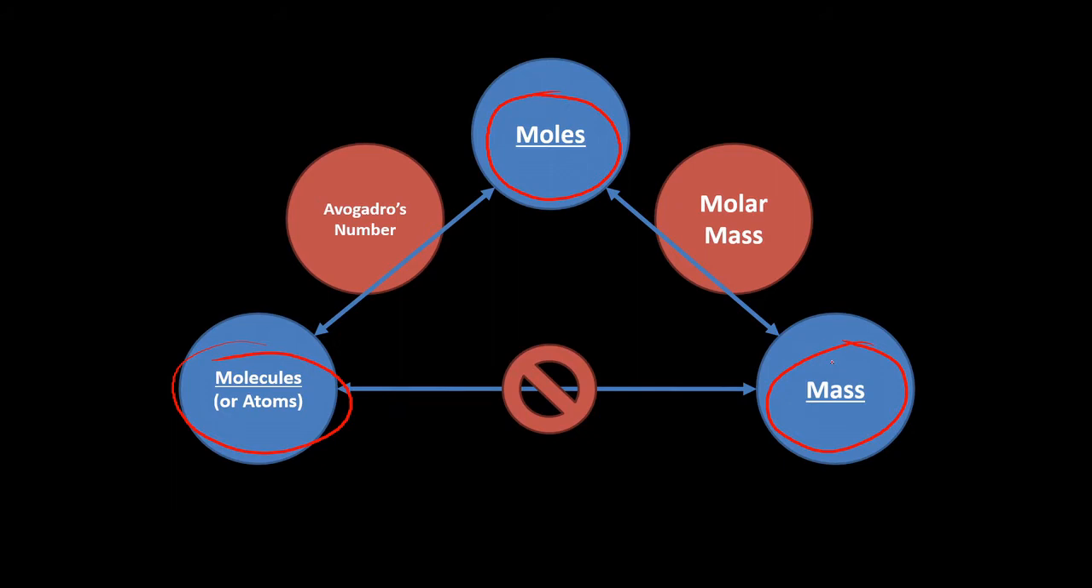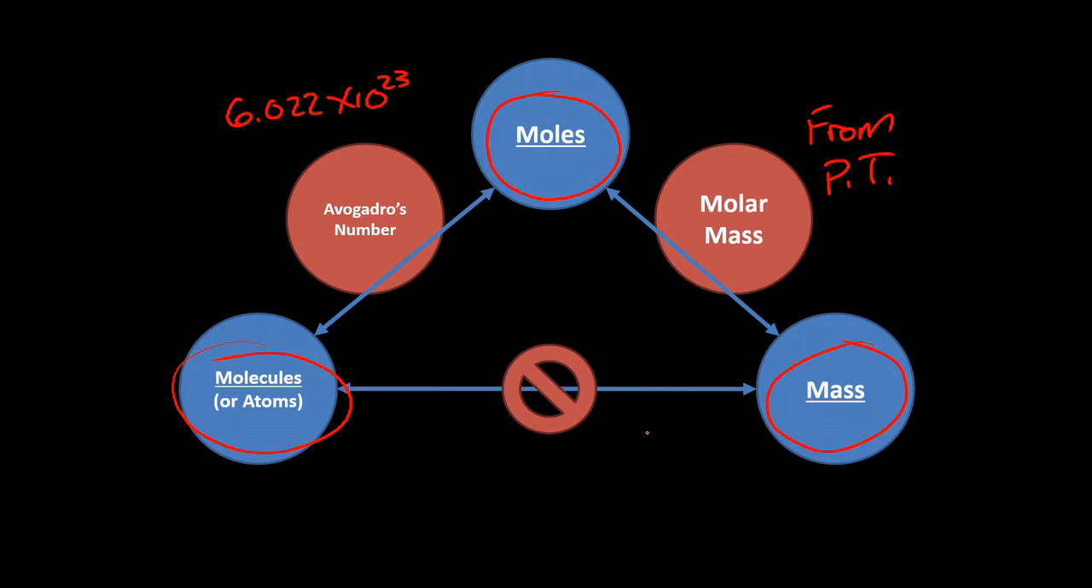So if we have the mass and we're trying to find the number of moles in a sample, we'll use the molar mass, which again comes from the periodic table. And then if we need to go between molecules or atoms and moles, then we will use Avogadro's number, which is the 6.022 times 10 to the 23rd.